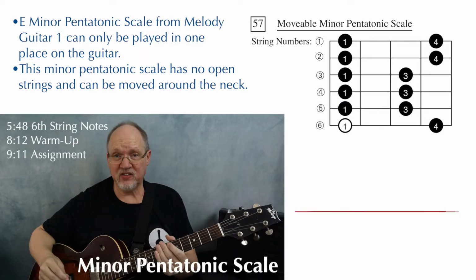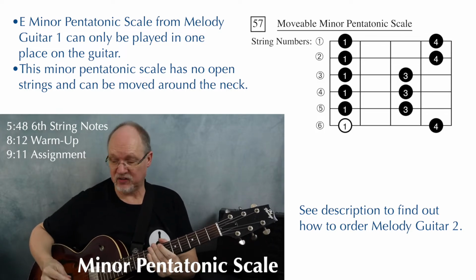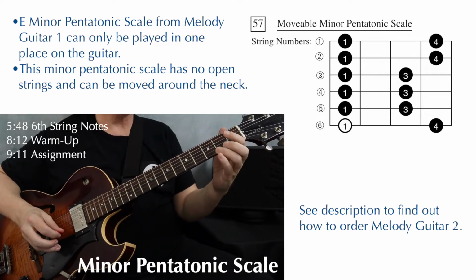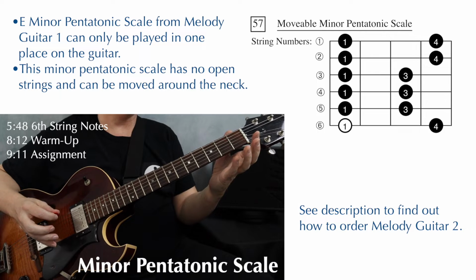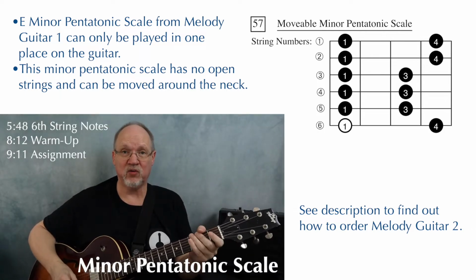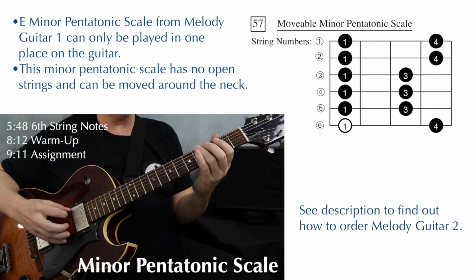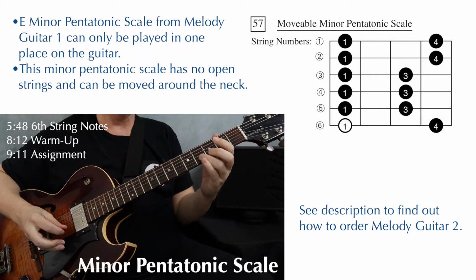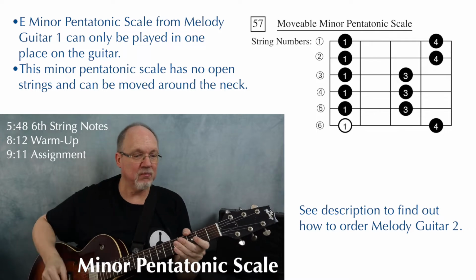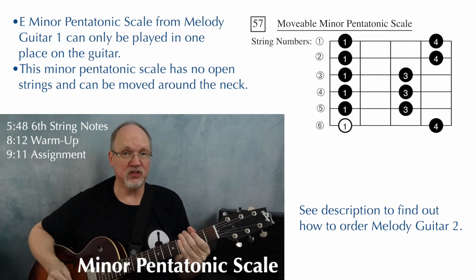At the top of page 26, we have a movable minor pentatonic scale. Now, at the end of Melody Guitar Book 1, you learned an E minor pentatonic scale. Now, it sounds great, but the problem with the E minor pentatonic scale is you can only play it in one area of the guitar because you are playing some open strings. As soon as I move it over one, it doesn't really sound like the E minor pentatonic scale at all. So this particular scale is a scale that you can move around. Let's go through the scale first, and then I'll show you how you can move it.